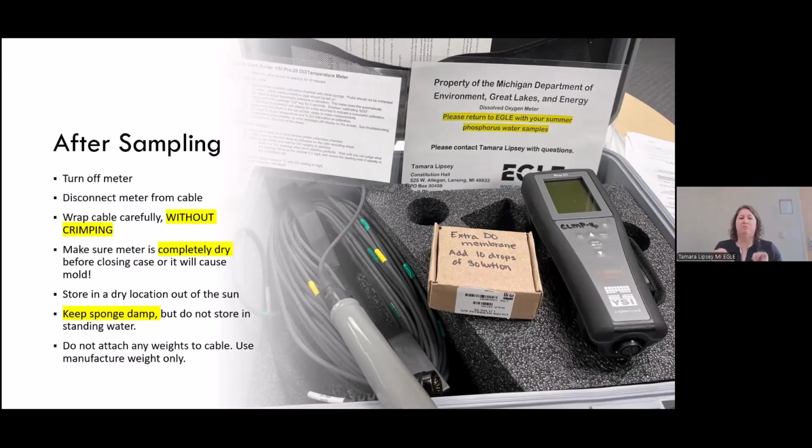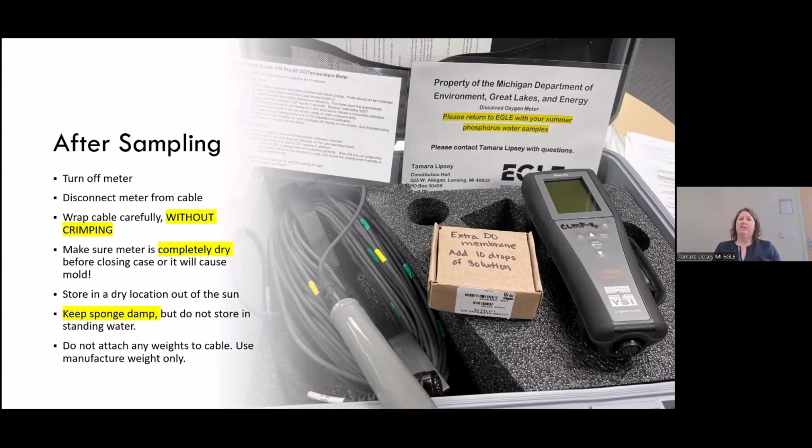If it gets kinked too many times, the cable will stop working, and the cable is $200 to $300 to replace. So we want to try to keep that cable working as long as possible. By disconnecting it and wrapping it carefully around the spool, that'll help protect it. Make sure your meter is completely dry before you close the case.